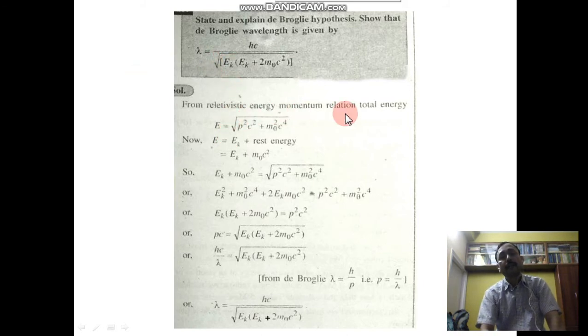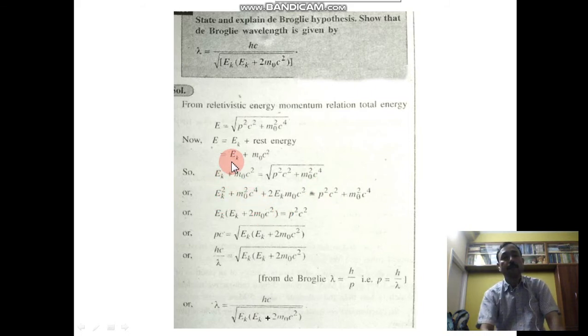From the relativistic energy momentum relation, the total energy E is equal to root over p square c square plus m naught square c to the power 4. Now, E is equal to kinetic energy plus rest energy, Ek plus m naught c square. So putting E equal to Ek plus m naught c square, this becomes equal to root over p square c square plus m naught square c to the power 4.